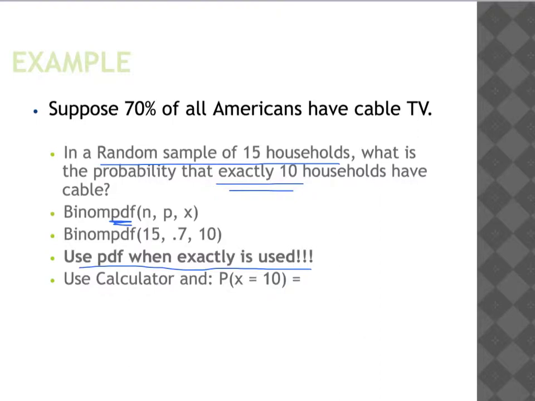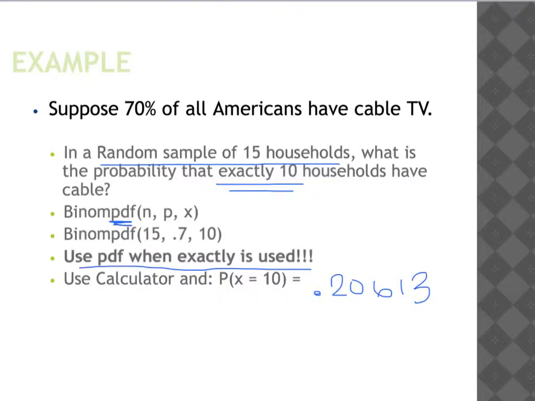Pause the video, go through the calculation on your calculator, and then hit play again to see if you got the answer correct. So the answer you should have gotten was 0.20613. So therefore, there is a 20.6% chance of choosing randomly 10 households out of 15 that would have cable TV in an experiment.